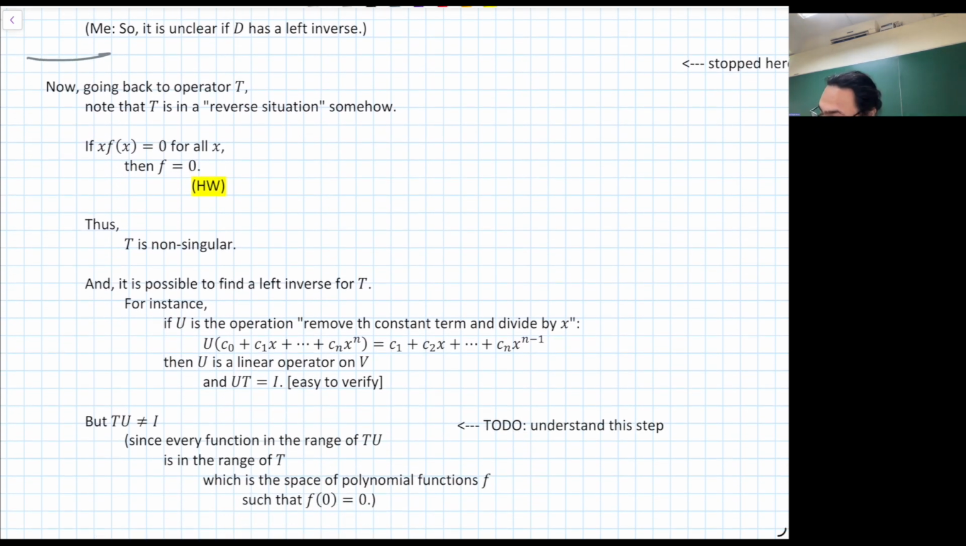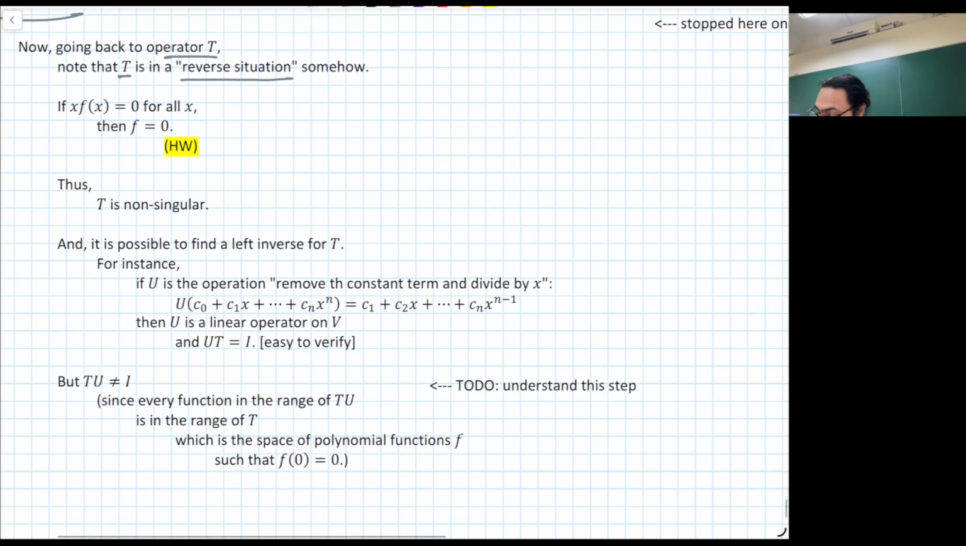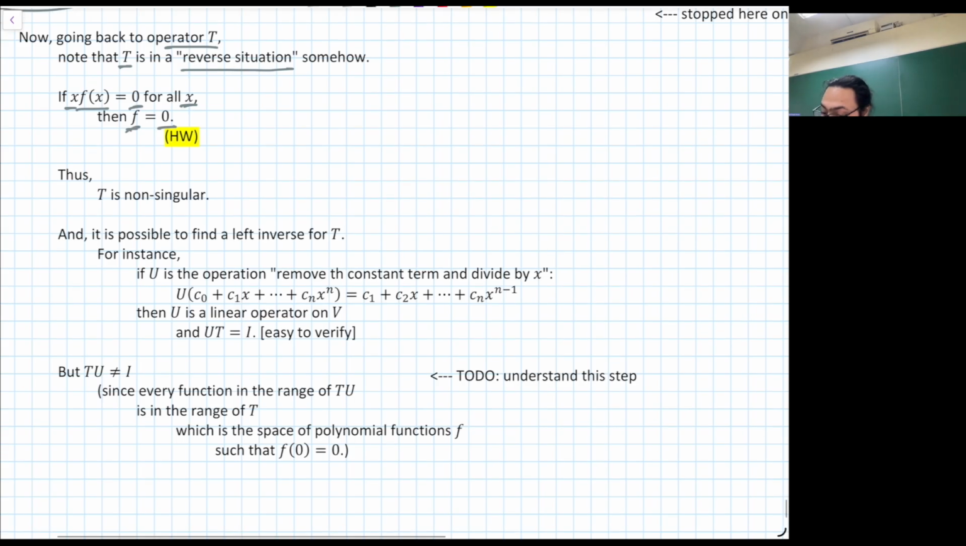Now, going back to operator T, we note that T is in the opposite situation somehow. So let's see what that means. It says that if x f(x) is 0 for all x, then f has to be 0. So this is basically for polynomials. It's saying that if the polynomial is such that x f(x) is 0 for all x, it has to be the case that f is 0.